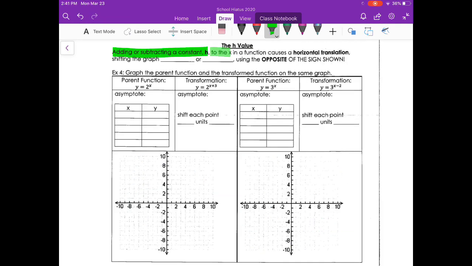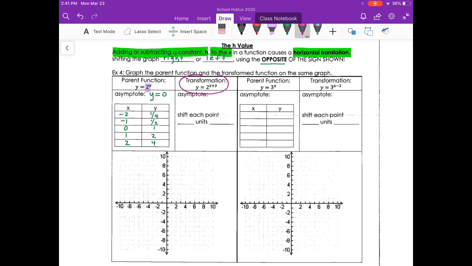If we add a number to x in the exponent position, this causes a horizontal translation. It will move the graph left or right in the opposite direction of the sign shown. For the first part of example 4, we're using the parent function y equals 2 to the x. There's no number added to the end of the equation, so the equation of our asymptote is y equals 0. We'll use the powers of 2 in our table to fill it in from -2 to +2. Remember, you may choose to use your calculator to generate a table.